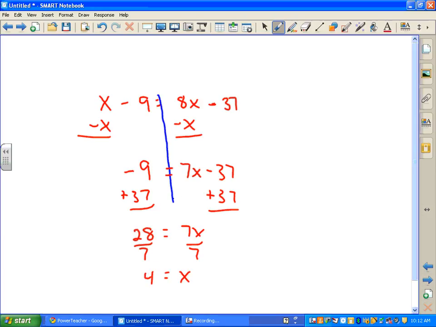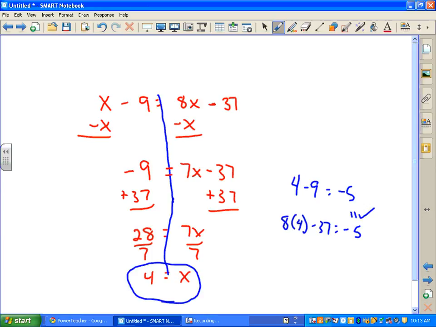So that's what this one's going to look like. Now I go back and check it, and I'm going to do 4 minus 9 for the left side. That gives me a negative 5. On the right side, I'm going to do 8 times 4 minus 37. Well, 8 times 4 is 32. Minus 37 is also negative 5. They are the same. So my answer checks, and it is x equals 4. Life is good.